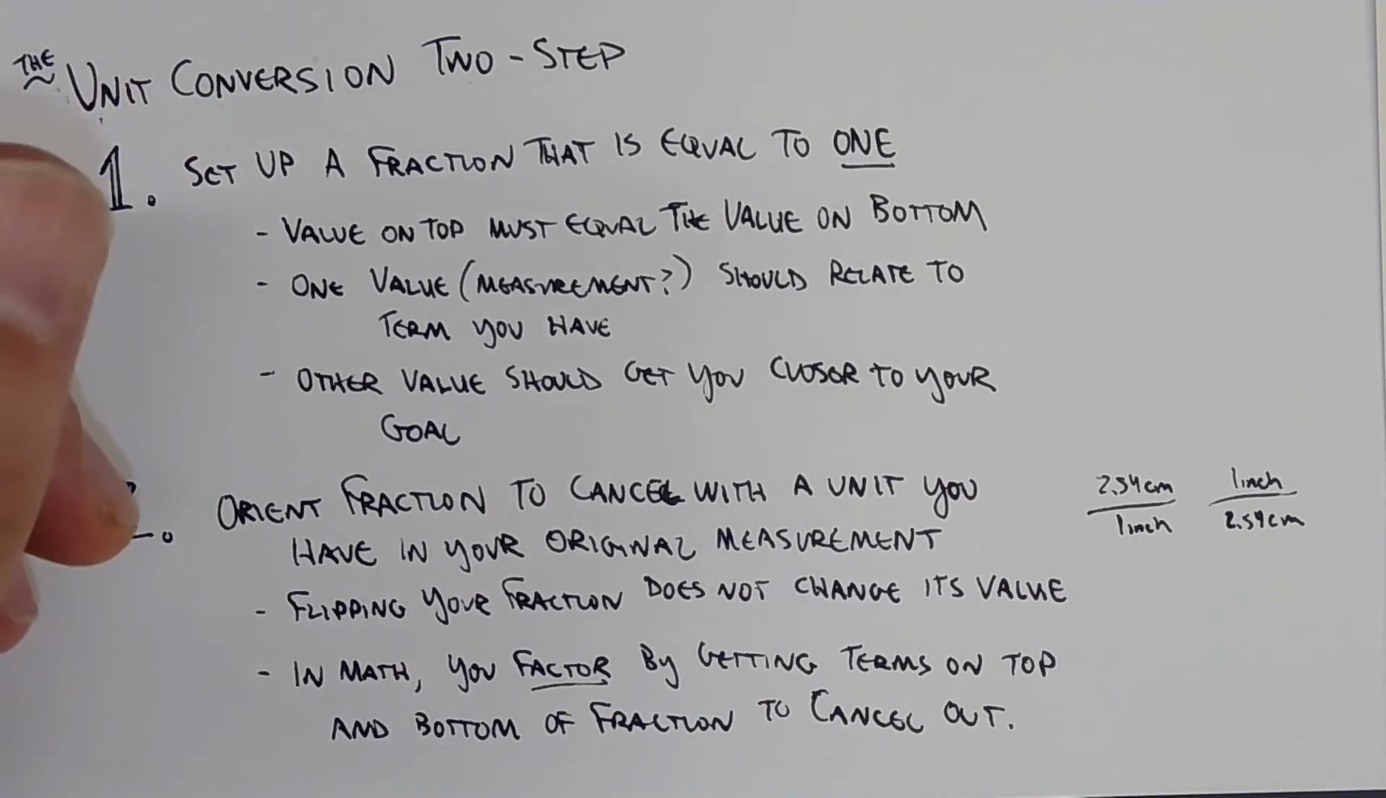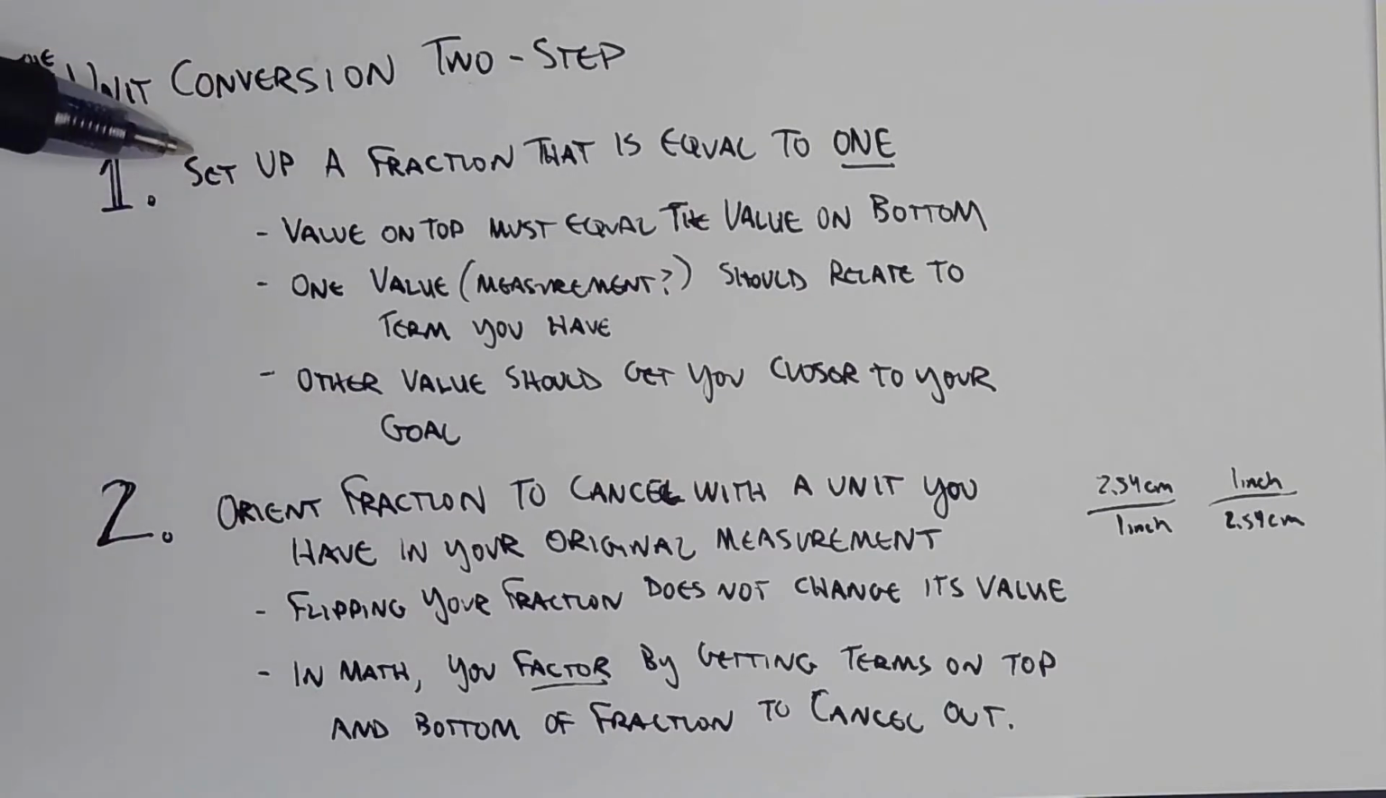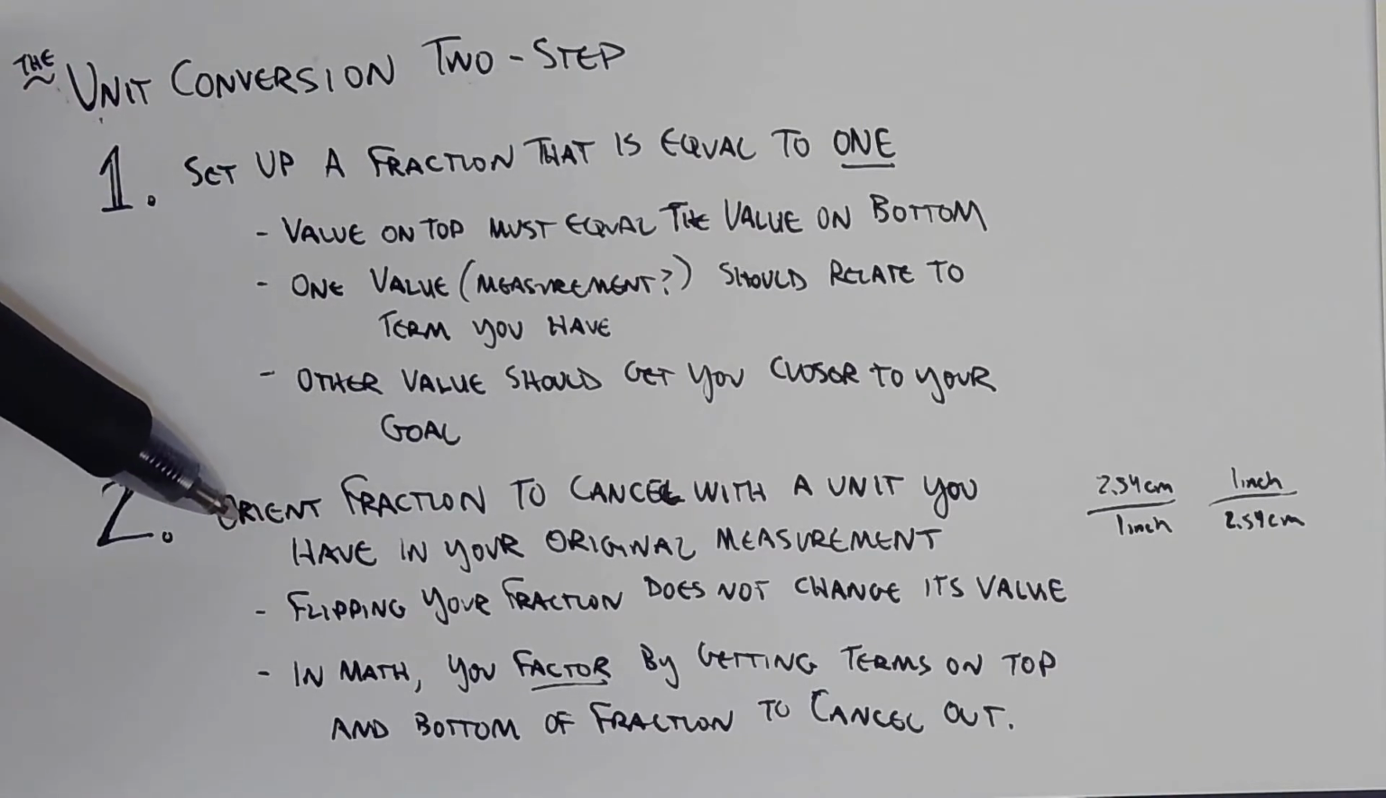So let's take a look at a couple of these steps. But it's just a two-step process all the time. We have to make sure our fraction is equal to 1 and make sure we're canceling stuff out when we do it. If you get those two things squared away, you're going to work your way to an answer. It may not be in one step, but you will get there.